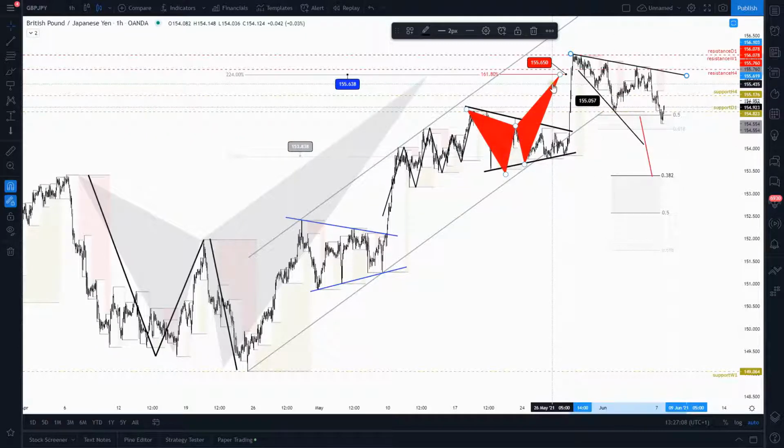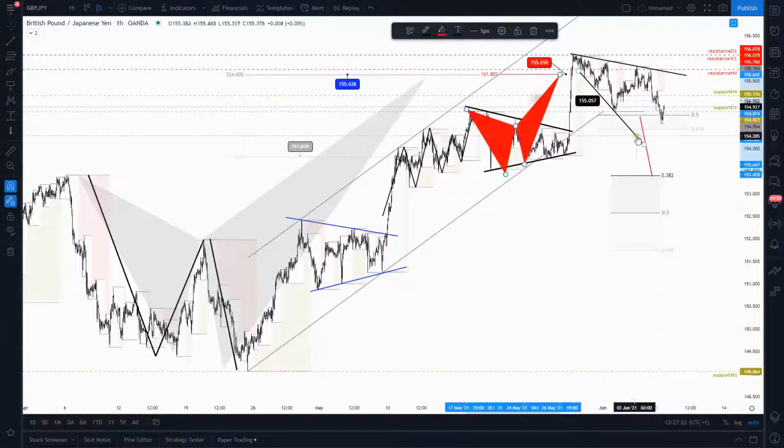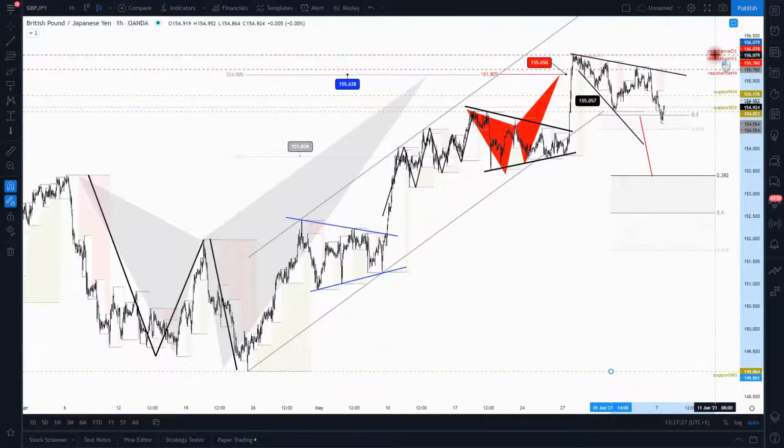Of course, this bearish crab pattern, this minor red pattern, is already trading the default target zone, which is this 50% Fibonacci retracement level right here. We have the default target for that pattern already reached. But we also have a major target for this one.